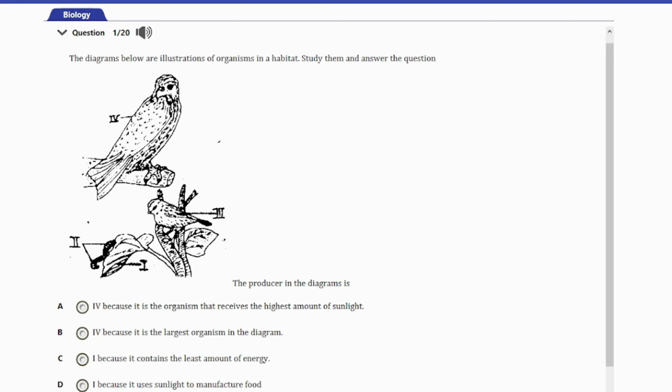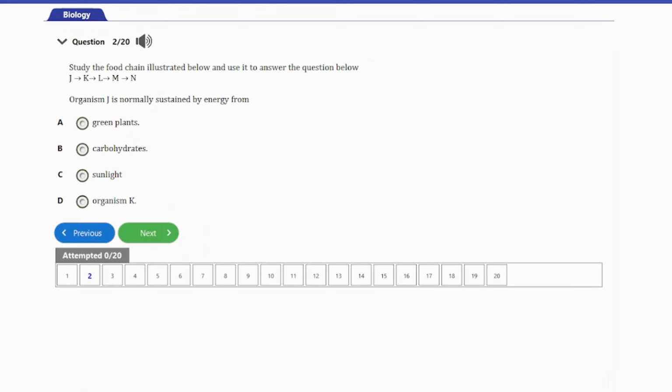The question says the producer in the diagram is A, ivy, because it is the organism that receives the highest amount of sunlight. B, ivy, because it is the largest organism in the diagram. C, I, because it contains the least amount of energy. D, I, because it uses sunlight to manufacture food. The answer to this question is option D, I, because it uses sunlight to manufacture food. So let's consider the next question.